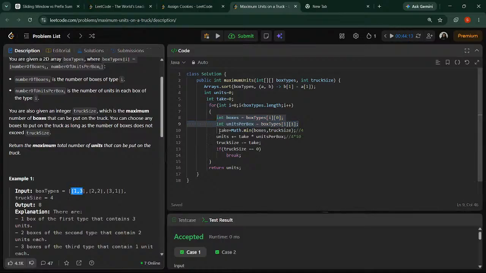Then we took the minimum. If our boxes are less than the truck size, we took all the boxes. We took boxes 1 and the units will become 3. Then we reduce the amount we have occupied from the truck size. And then the second row and then the third row. We'll keep taking the minimum boxes.